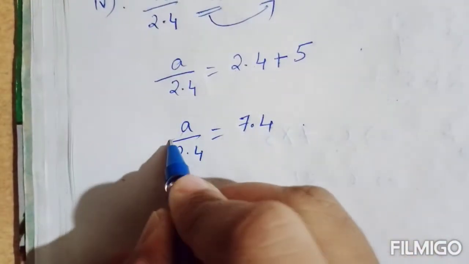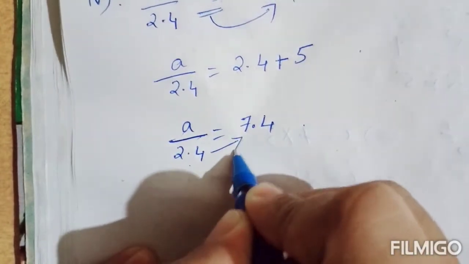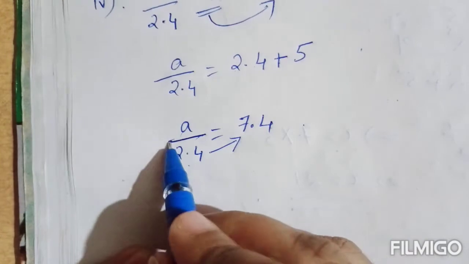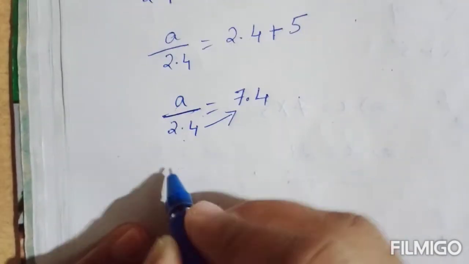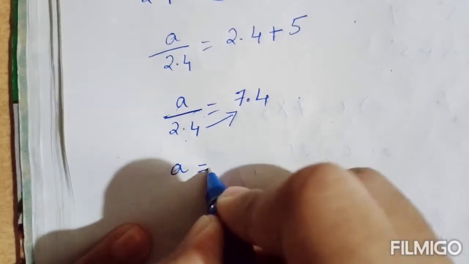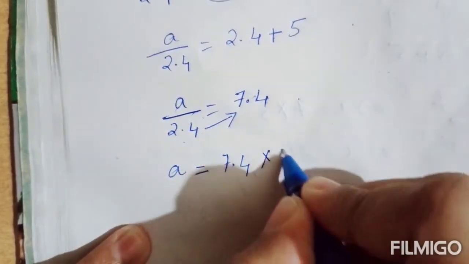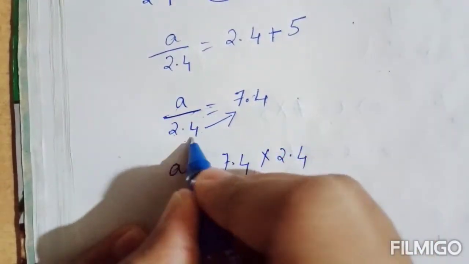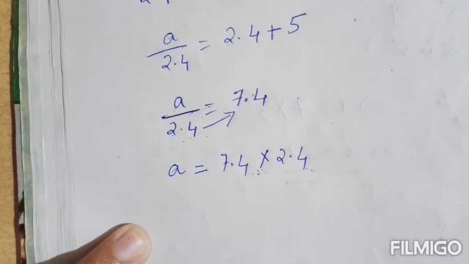Okay. Next we can transfer this division by 2.4 to the other side. So division on taking to the other side will be multiplication. So how you can write: a equal to 7.4 into 2.4. Division by 2.4 on taking to the other side will be multiplication by 2.4.